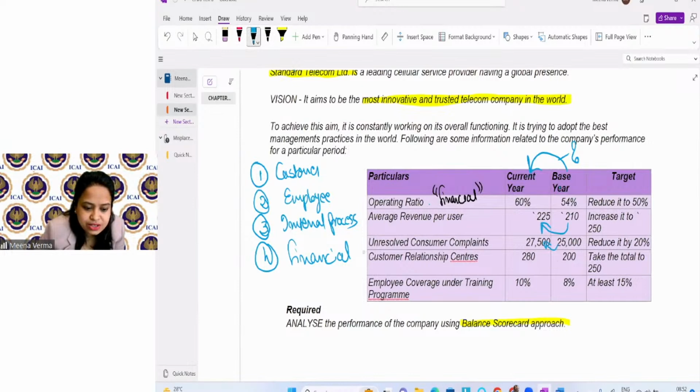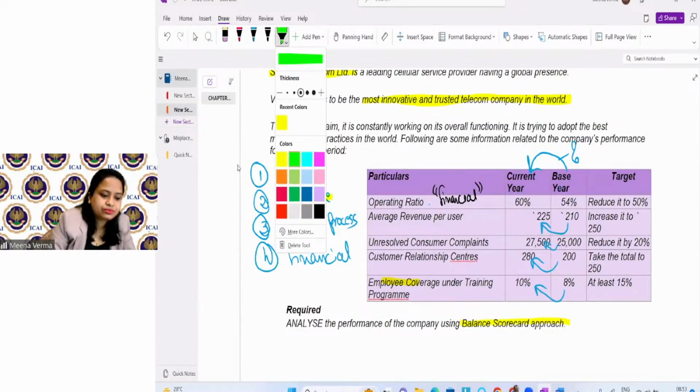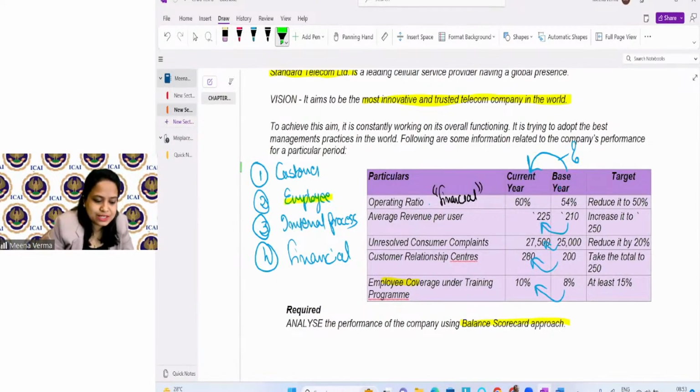Customer relationship center and employee coverage under training program. I can see what is given in the question. About employee, it is given, है ना? Then about customer, it is given. Consumer or customer. Then about financial goals, it is given. है ना? So you have to consider these to answer it.